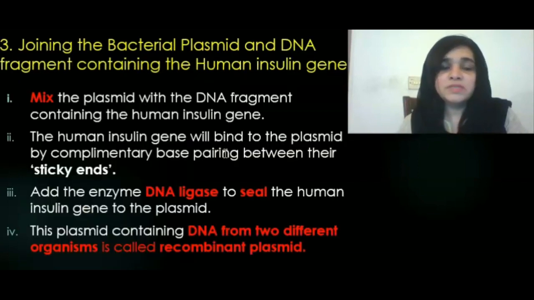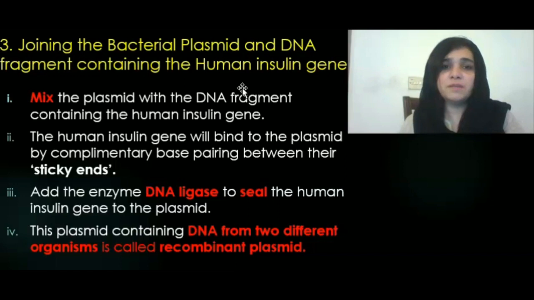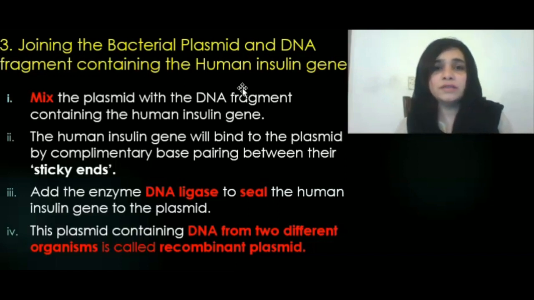Now moving towards the third step, that is joining the bacterial plasmid and the DNA fragment containing the human insulin gene. Once we have obtained the sticky ends for both the human insulin gene and the bacterial plasmid, we are going to join the 2 different DNAs. Mix the plasmid with the DNA fragment containing the human insulin gene. After mixing, the human insulin gene will bind to the plasmid by complementary base pairing between their sticky ends.